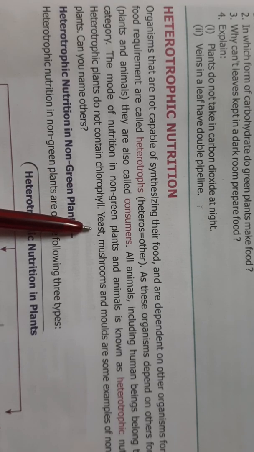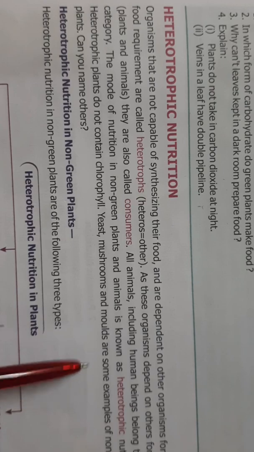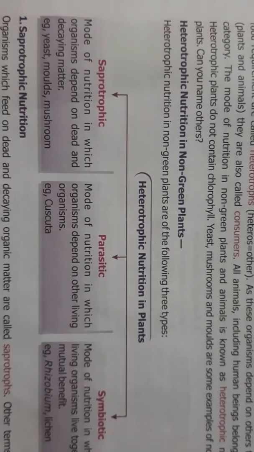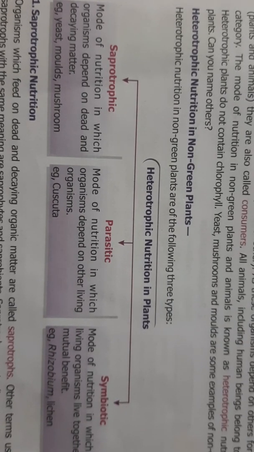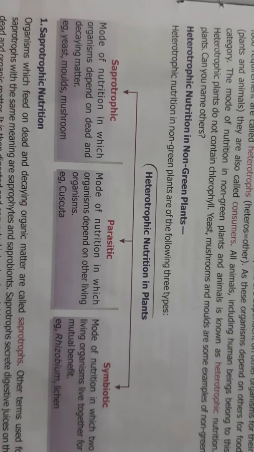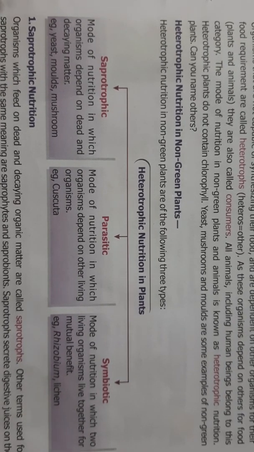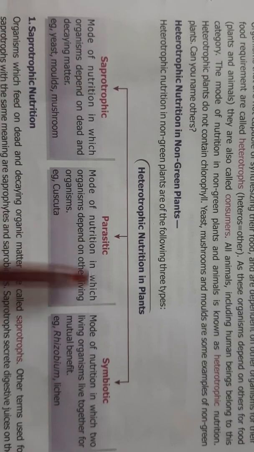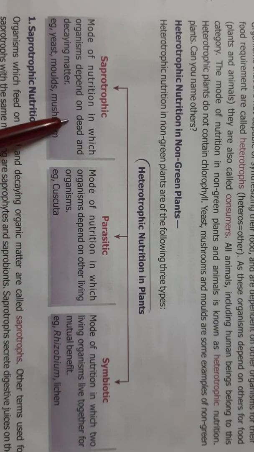What are the examples? The examples are yeast, mushrooms and molds. They are all examples of non-green plants. Now we will see heterotrophic nutrition in non-green plants. Heterotrophic nutrition is of three types. First one is saprotrophic, the second one is parasitic, and the third one is symbiotic. Clear, children? So we will study all these nutritions one by one.